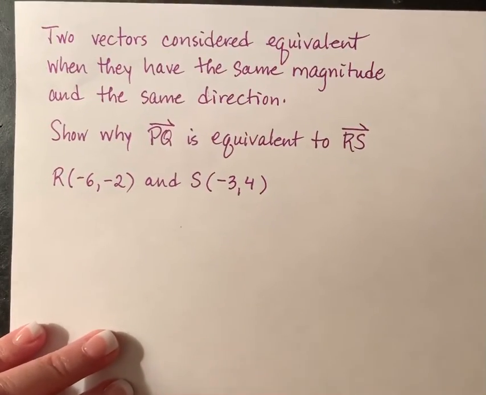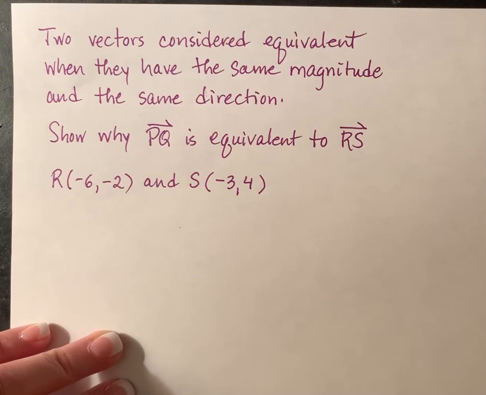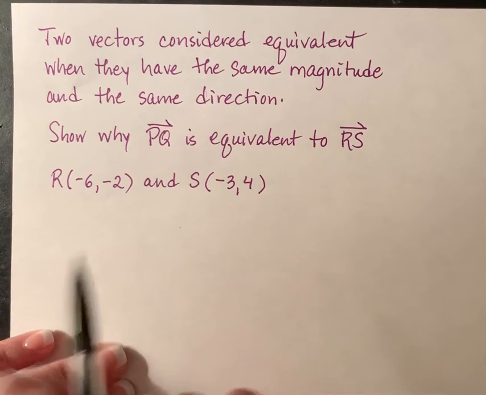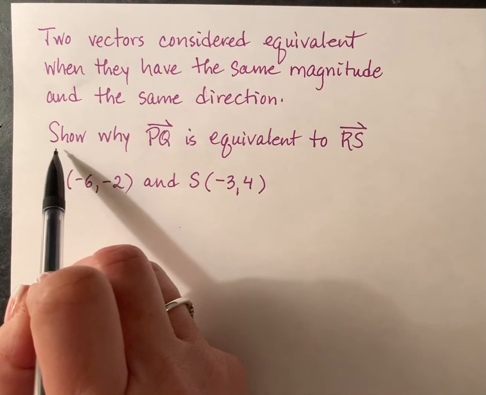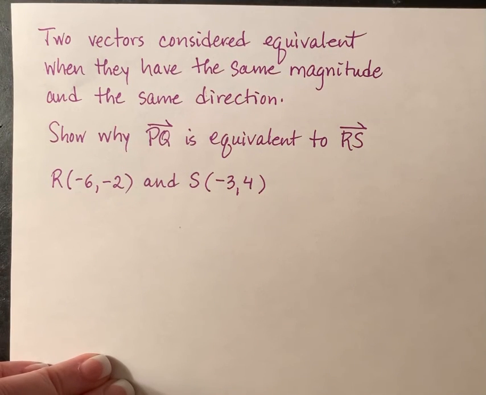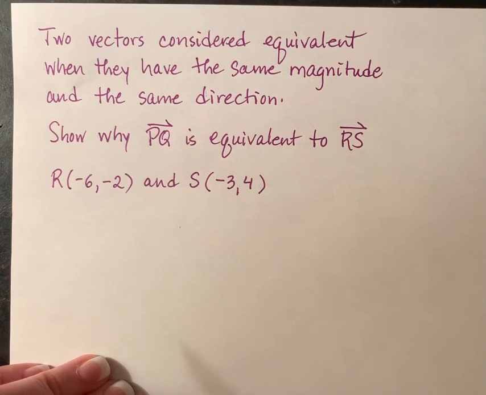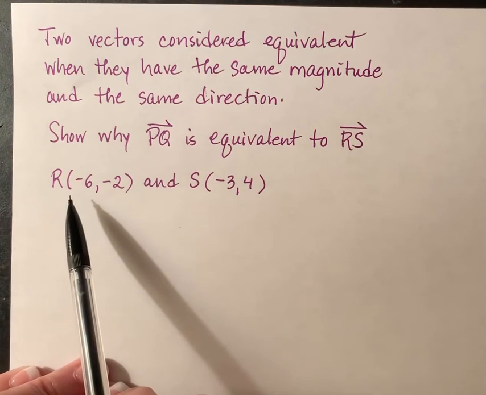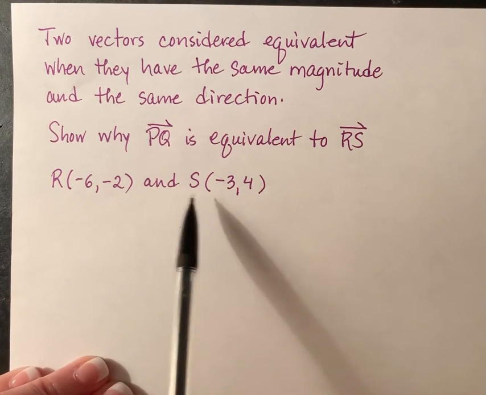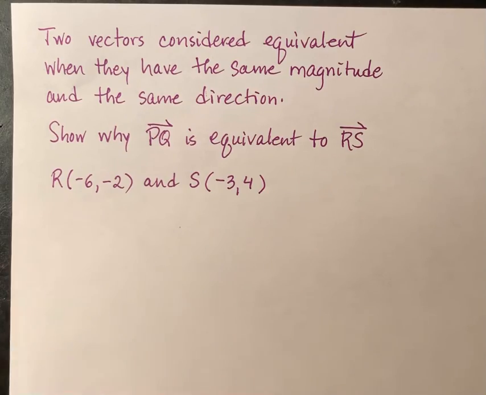Two vectors are considered equivalent when they have the same magnitude and the same direction. Here's a question that is similar to some of the exercises in the textbook. Show why vector PQ is equivalent to vector RS. And I am assuming that vector PQ was the one in the last example. Here is the initial point and the terminal point of vector RS.